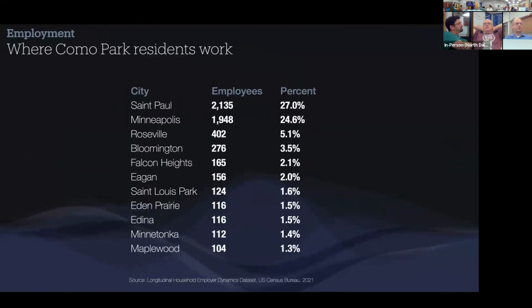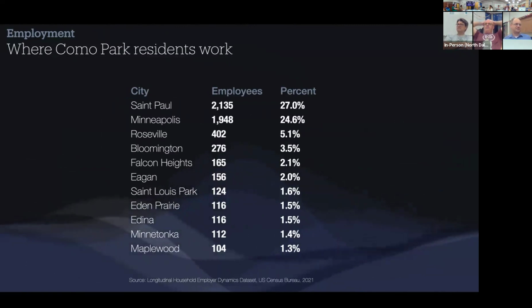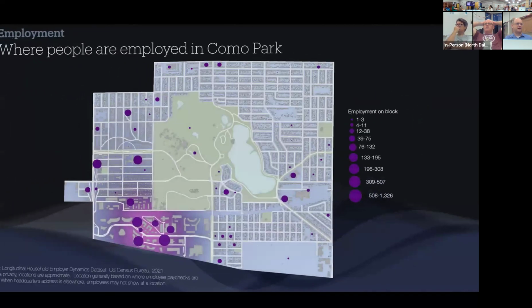And just quickly to show where Como residents work, so this is where people who live in Como go to work. Here's the cities breakdown. St. Paul and Minneapolis capture about a quarter each, and then big cities and proximate cities, so Roseville, Bloomington. The only surprise I had was there's a number of people in St. Louis Park, or Edina, which aren't very easy to get to, but I think there's a lot of businesses in those places, so that probably helps. That's the list of the top ones.